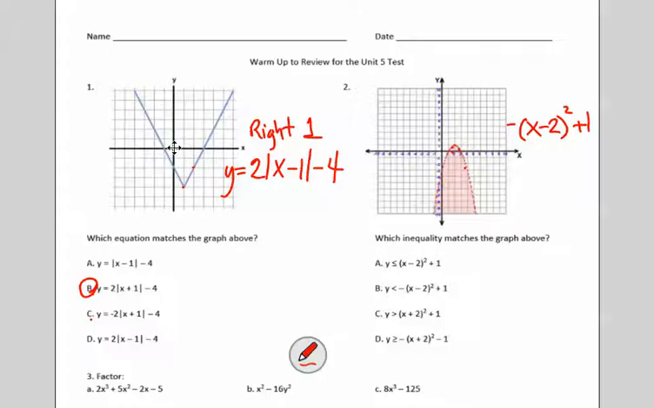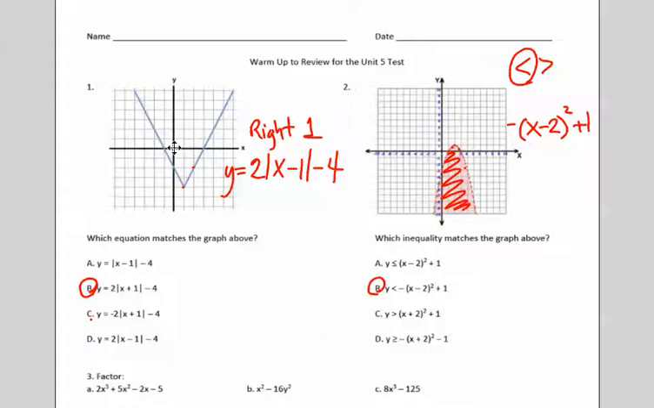You can see that your parabola is dashed, and it's dashed because we're not including the parabola. So you need to have a less than or a greater than without an equal sign on it to show that we're not including the parabola. And because we've shaded below the parabola, we need the values that are less than. So we're looking for less than negative x minus 2 squared plus 1. So I'm looking, and it looks like it might be choice B.